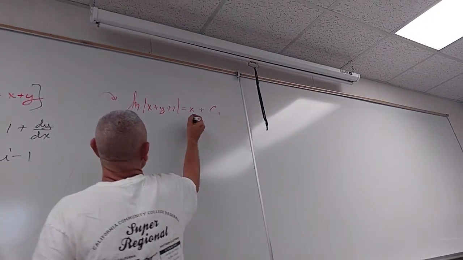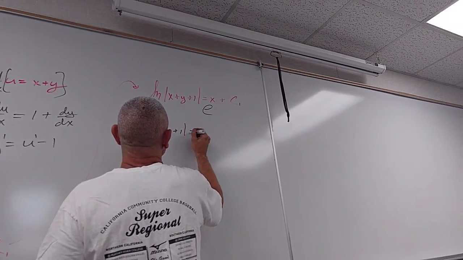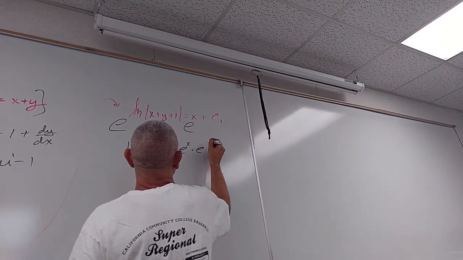So let's raise both sides as powers of e. Absolute value of x plus y plus 1 equals e to the x times e to the c1.